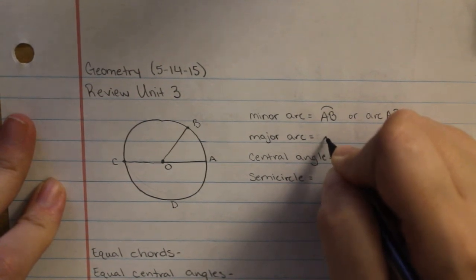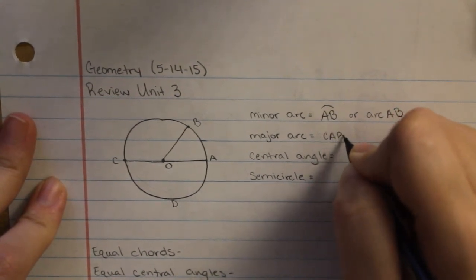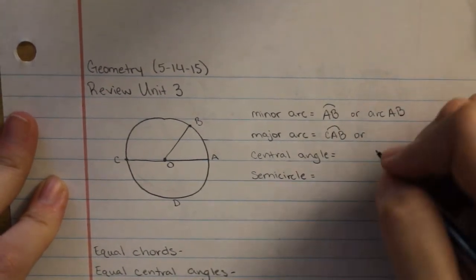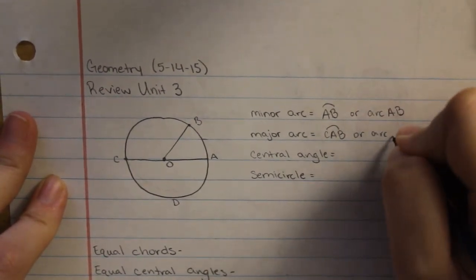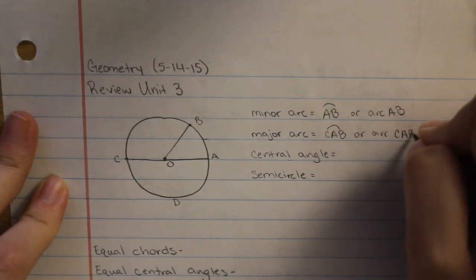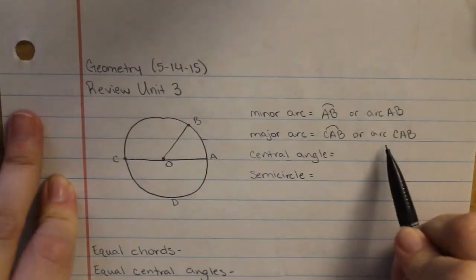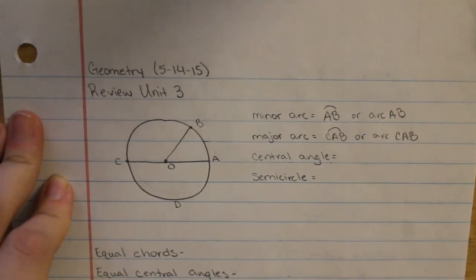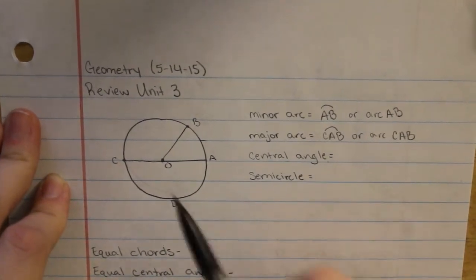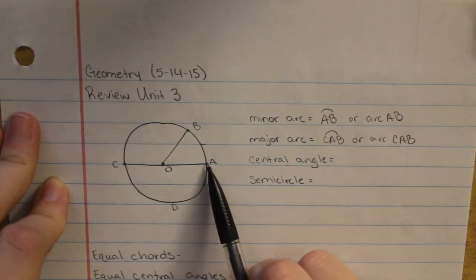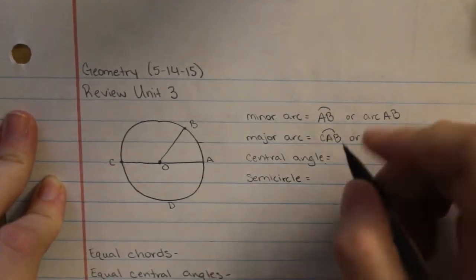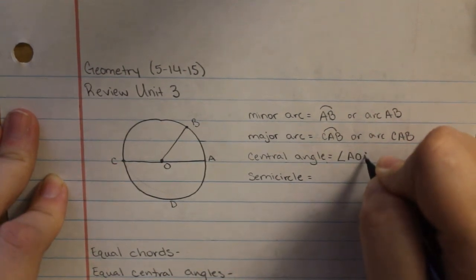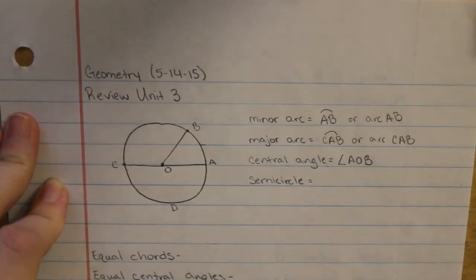So the thing with major arcs is you have to have that third term to let you know it is a lot larger. Or arc CAB. So you can do the swoop thingy, or you can put arc CAB in front of it. Okay, for central angle here, we have a couple of different options. I'm just going to do one, which is angle AOB. The main thing for central angles is that you have to have the center in the middle of the angle.